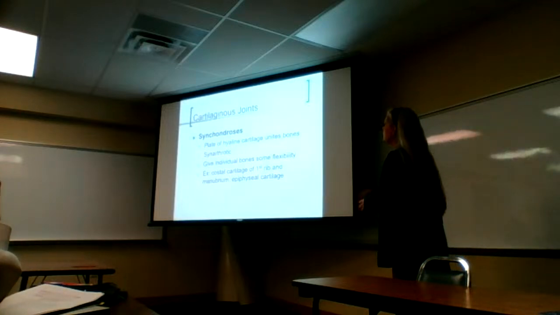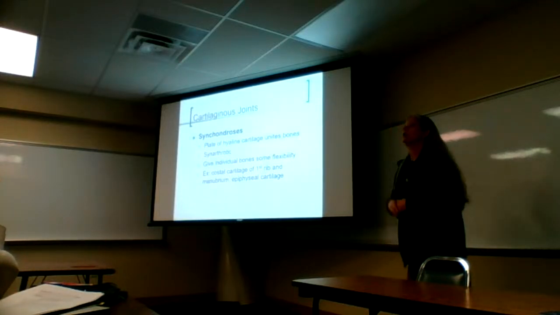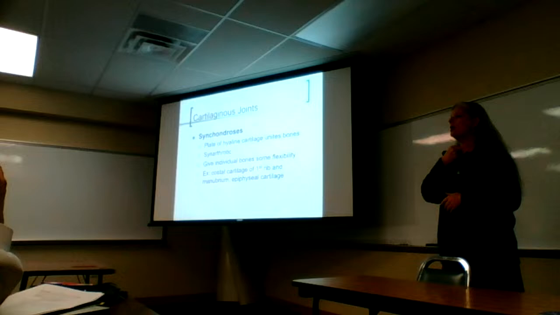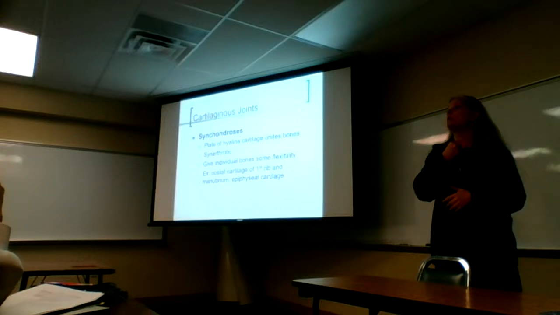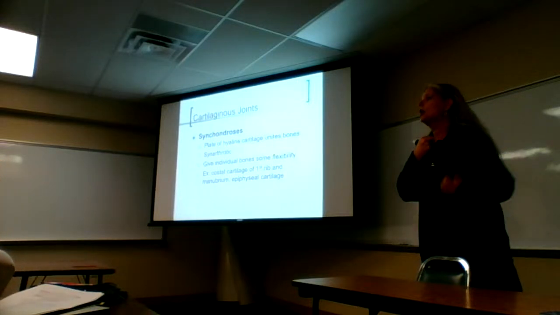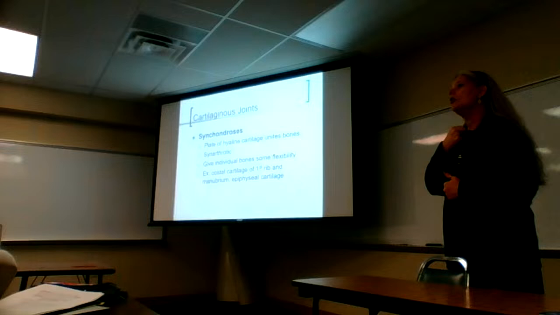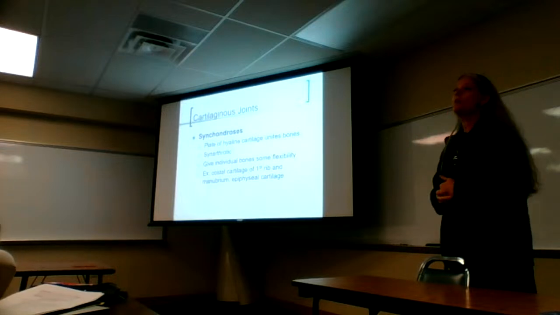So as we've talked about in lab, we have that costal cartilage of rib 1 and the manubrium held in place tightly so that it's not going to move and wiggle when we breathe in, unlike the other ones, which are actually synovial joints. We also have the epiphyseal cartilage.